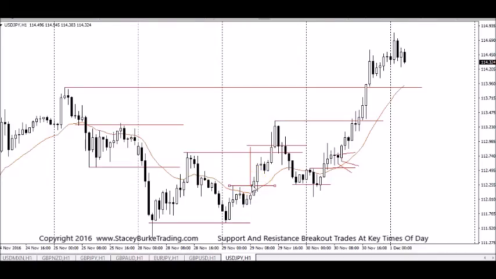So use the ranges, use the support and resistance, start to be able to identify at these market opens these strong trend bars that are going to break out or have broken out. Position your stop, manage the downside, and keep it simple.